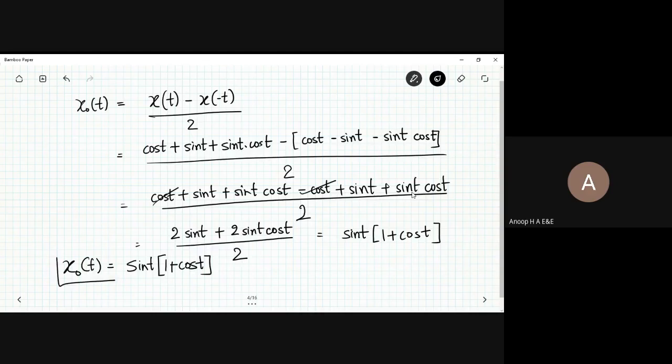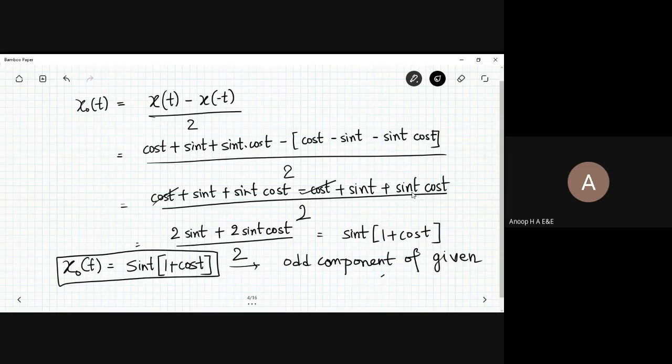Okay. So this is the odd component of the signal, that is x odd of t, sin t multiplied with (1 plus cos t). That is the odd component of the given signal x of t. So this is one thing that I wanted to share.